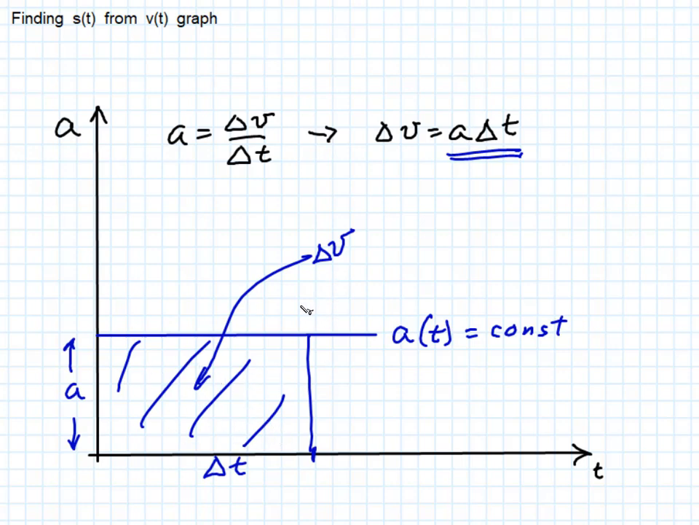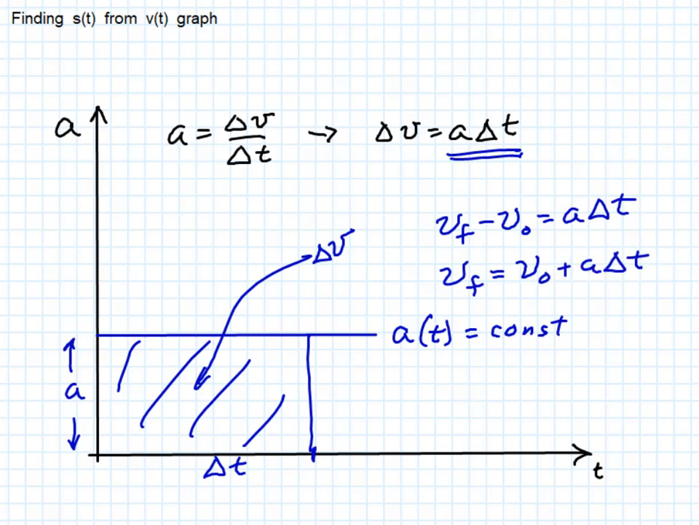So if I want to find my velocity as a function of time, I could say my final velocity minus the initial velocity, which is my delta v, is equal to a times delta t. And so if I say, what's my final velocity, I can say that's equal to v naught plus a delta t. And there you have it. Here is your velocity as a function of time. Okay, so that's the first step.